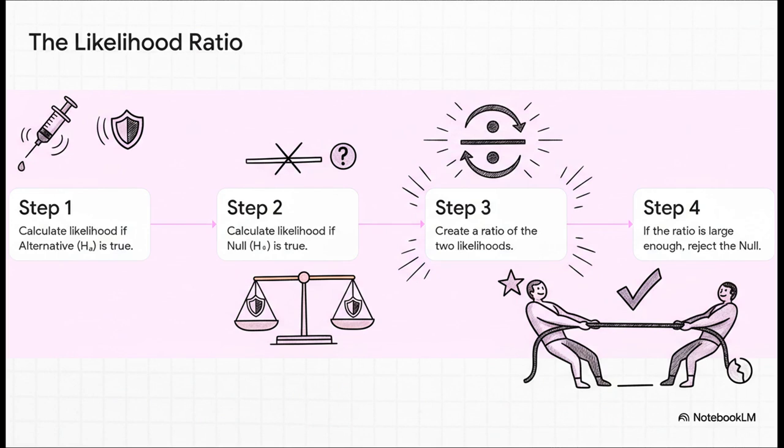Here's how it works. Step 1. You figure out how likely it is you'd see your data if the vaccine really works. That's the alternative hypothesis. Step 2. You figure out how likely you'd see the exact same data if the vaccine does nothing. That's the null. Step 3. You make a ratio, dividing the first number by the second. And finally, if that ratio is really big, meaning your data are way more likely under the "it works" story, then you reject the null. That's it. It's a statistical tug-of-war, and the lemma proves this is the best way to pick a winner.